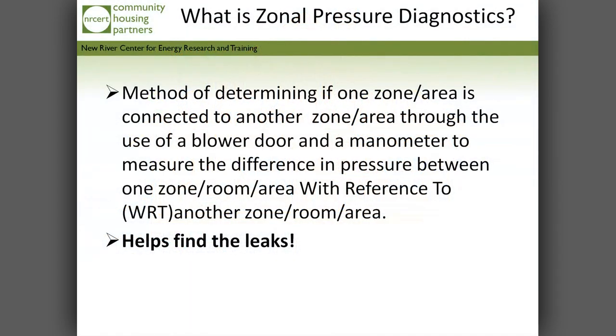So zonal pressure diagnostics is simply a method of testing and comparing the pressures from one zone to another zone. And those zones could be attics, crawl spaces, interior walls. We're comparing those spaces to where we're standing. How does that compare? We'll go into that in a little bit. But that's a brief definition of what zonal pressure diagnostics is.